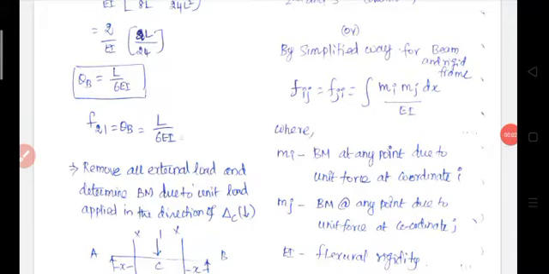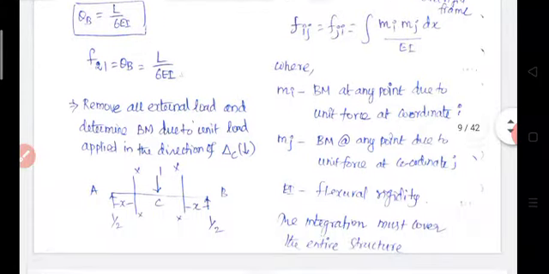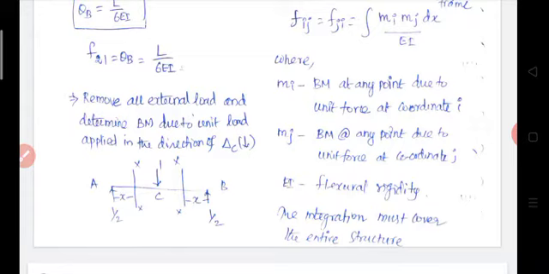Now we can use an alternate approach. It is a very simplified way for beams and rigid frames. The element of the flexibility matrix Fij equal to Fji is equal to the integration of Mi into Mj into dx divided by EI, where Mi represents the bending moment at any point due to a unit force at coordinate i, Mj represents the bending moment at any point due to a unit force at coordinate j, and EI represents flexural rigidity. Then one important condition is that the integration must cover the entire structure.